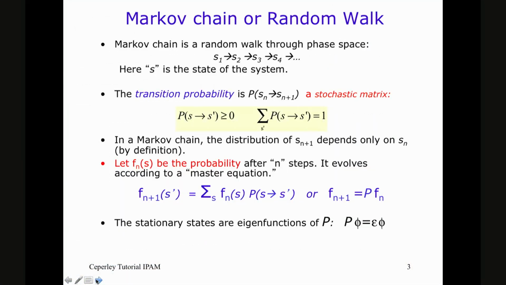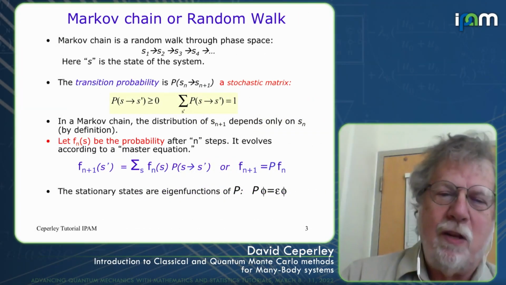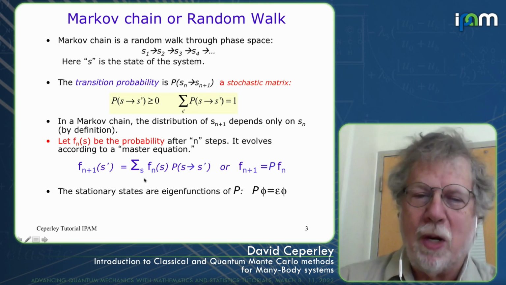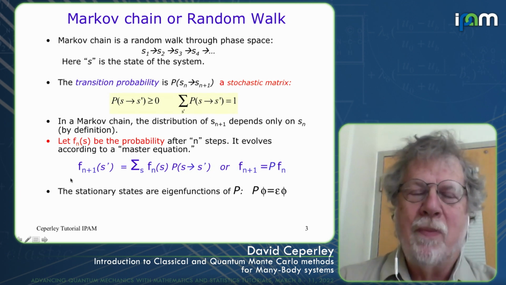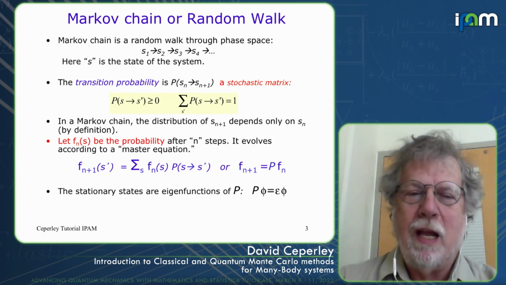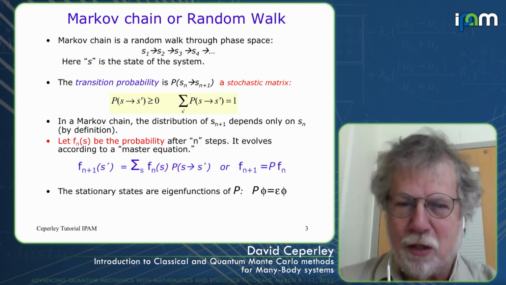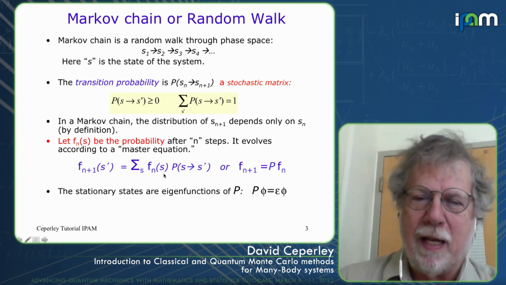And basically the idea is, if S is the state of the system, the random walk consists of inventing some transition probability P for moving from one point to another, and then just repeatedly applying this moving rule to the state of the system. And then you have this so-called master equation here that describes how the probability distribution evolves as a function of iteration, small n here.